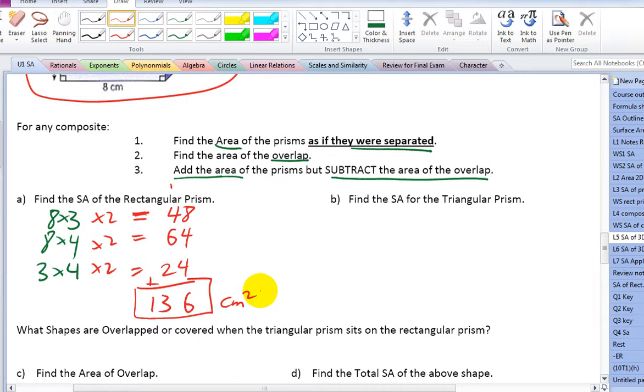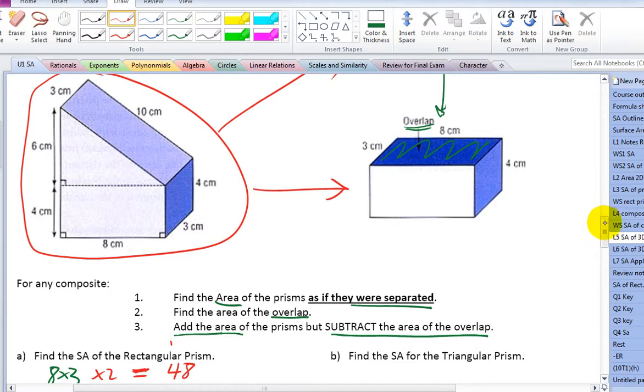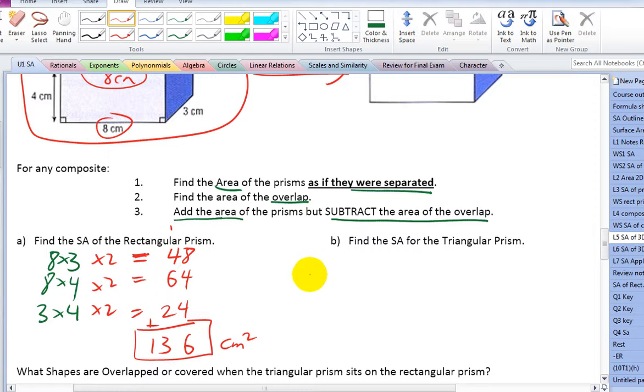So next, find the surface area of the triangular prism. So now that's the top shape, okay? So you guys can see that on yours. The base is what? 8. Okay, and what's the height? 6. Okay. So it's going to be base times height divided by 2.